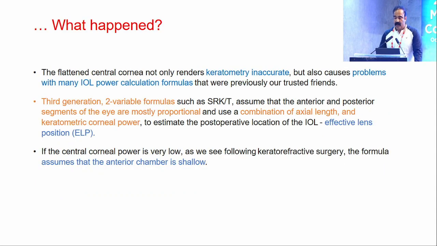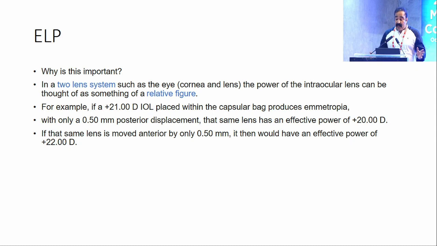So what happened? The flattened central cornea not only renders the keratometry inaccurate, but also causes problems with many IOL power calculations, which have been our friends for long. The third generation two-variable formulas, such as SRK/T, assume that the anterior and posterior segments of the eye are mostly proportional, and use a combination of axial length and keratometric corneal power to estimate the postoperative location of the intraocular lens, or the effective lens position. If the central corneal power is low, as we see following refractive surgery, the formula assumes that the anterior chamber is shallow. So why is ELP important?